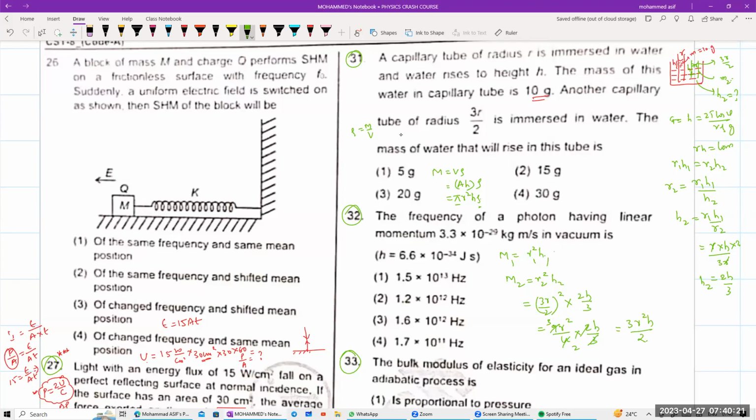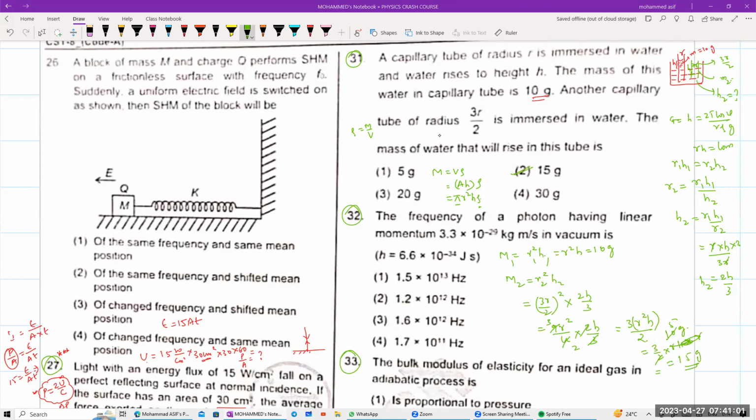Initially the mass is given as r square into h, that is 10 g. So I can write 3/2 into r square h, and r square h is nothing but 10 g. So 3/2 into 10 is 15, so 15 g will be the answer.